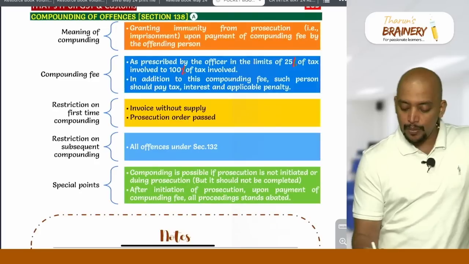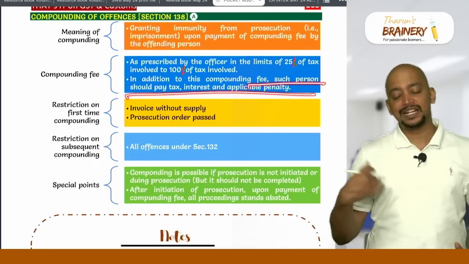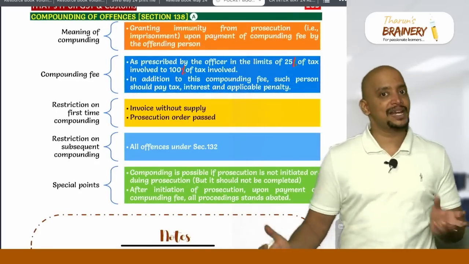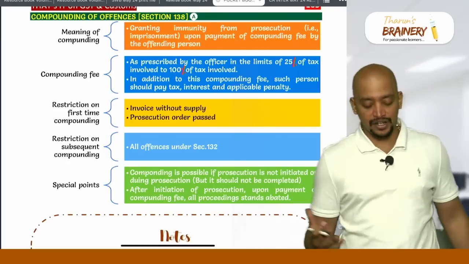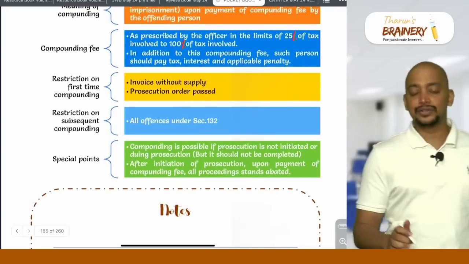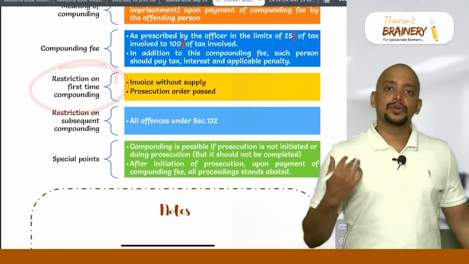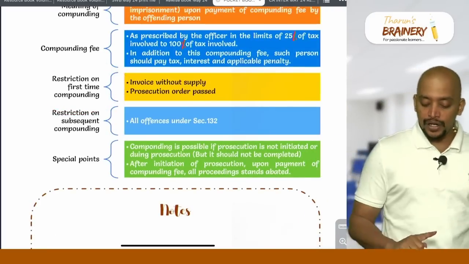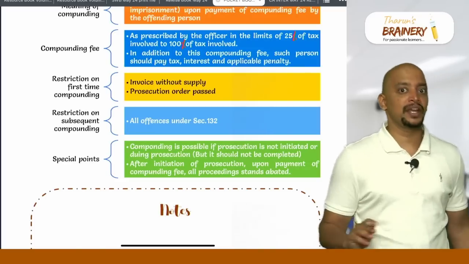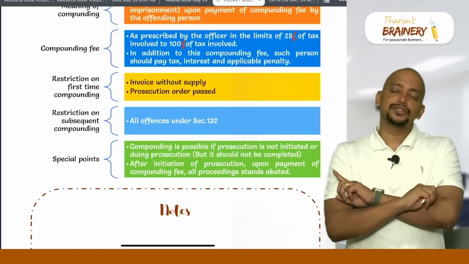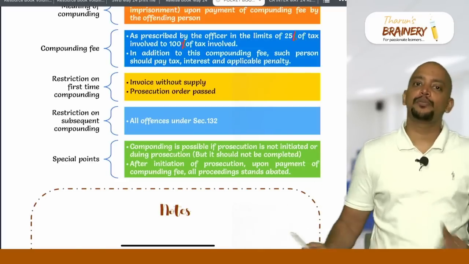In addition to this compounding fee, such person should pay tax, interest and applicable penalties also. So, tax, interest and penalty are payable anyhow, and apart from that the compounding fee is also payable. And there is a restriction on first time compounding. So, what are the cases? Number 1, invoice without supply. Invoice without supply, first time itself you cannot go for compounding. Not at all possible.